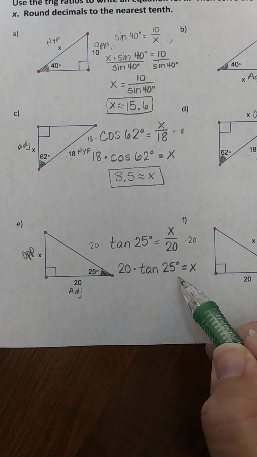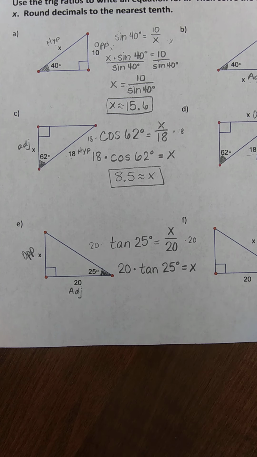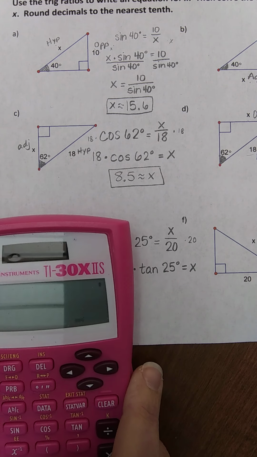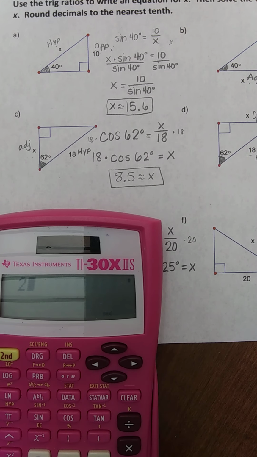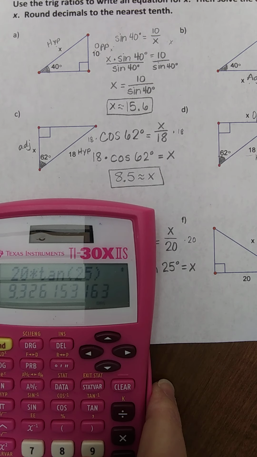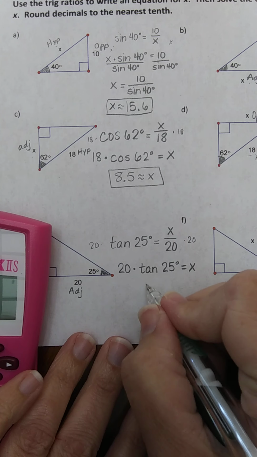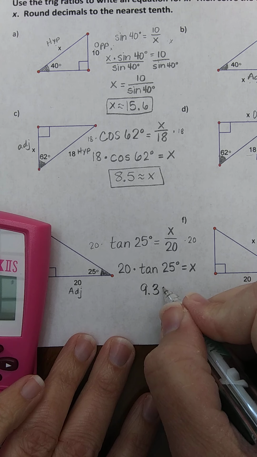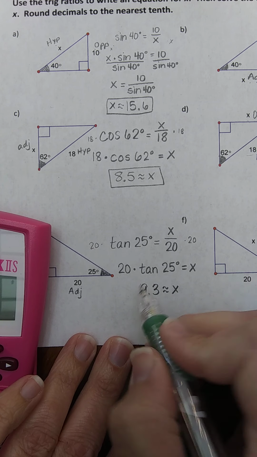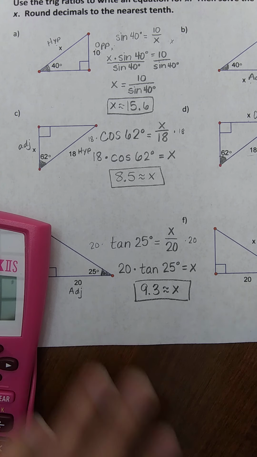X is alone, so this is what we're going to type in our calculator in order to calculate x. So we'll type in 20 times tangent 25 equals, and we get 9.32, so that's not going to round up, it's going to stay 9.3 since the 2 is not 5 or bigger. So 9.3 is approximately the value for x, one of the other legs.